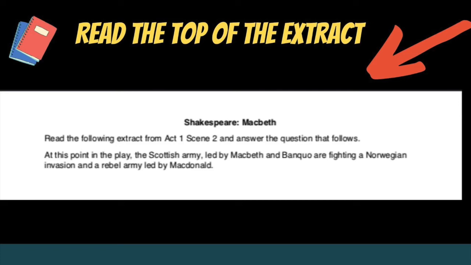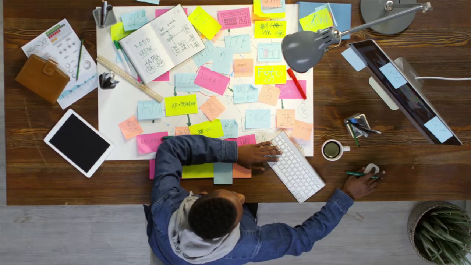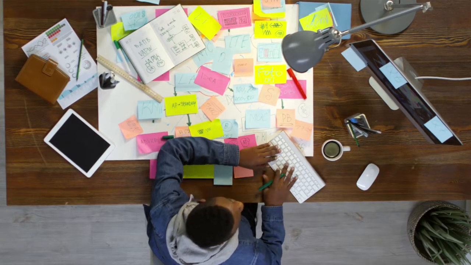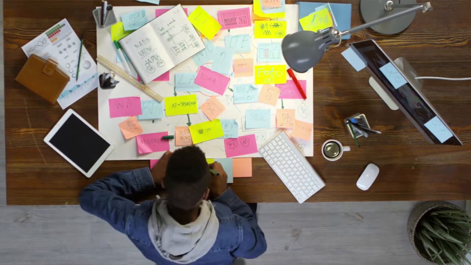In the exam questions, there's usually a small little box at the top which tells the student, okay, this is about etc., etc. It tells you what it's about. Usually, under exam conditions, students scoot over it and forget all about that, and just move on to reading the extract frantically.